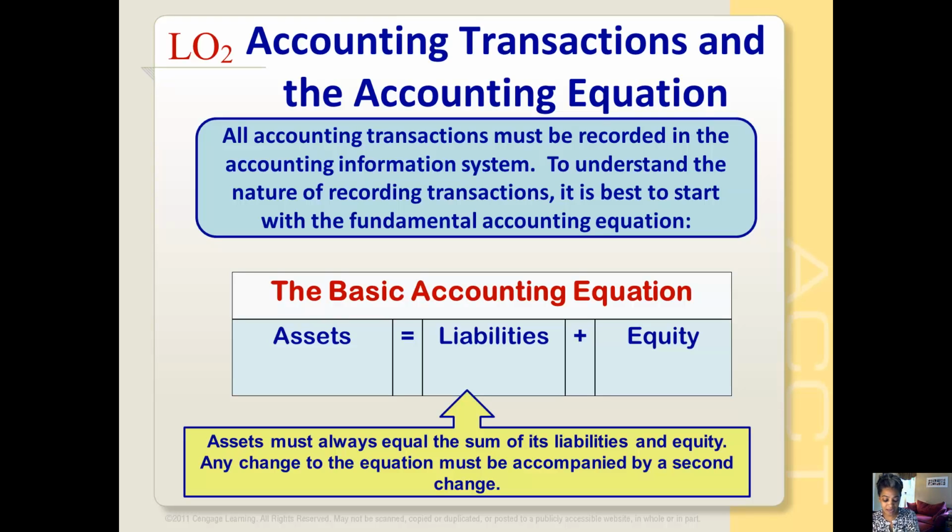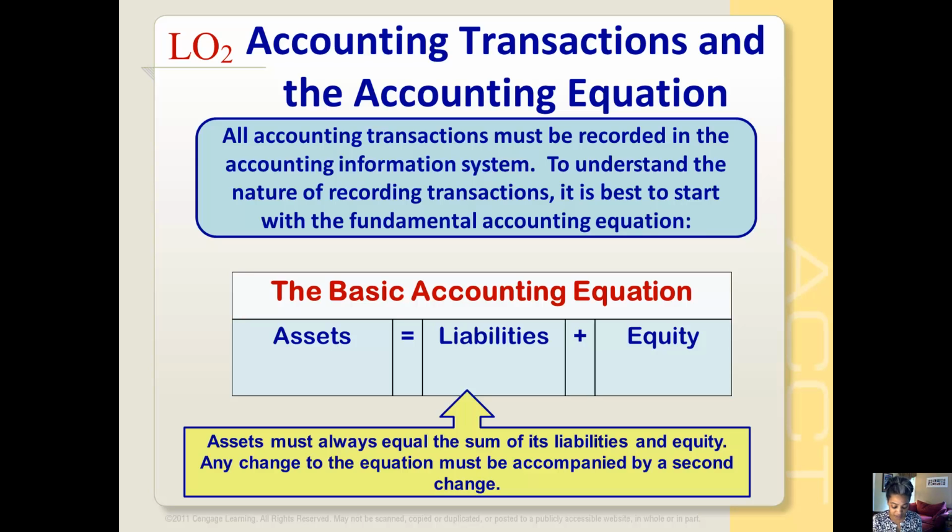All accounting transactions must be recorded in the accounting information system. To understand the nature of recording transactions, it's best to start with the fundamental accounting equation, and you can see that in the middle of this slide. That equation is assets are equal to liabilities plus equity. The equation states that a company's assets must always equal the sum of its liabilities and equity.